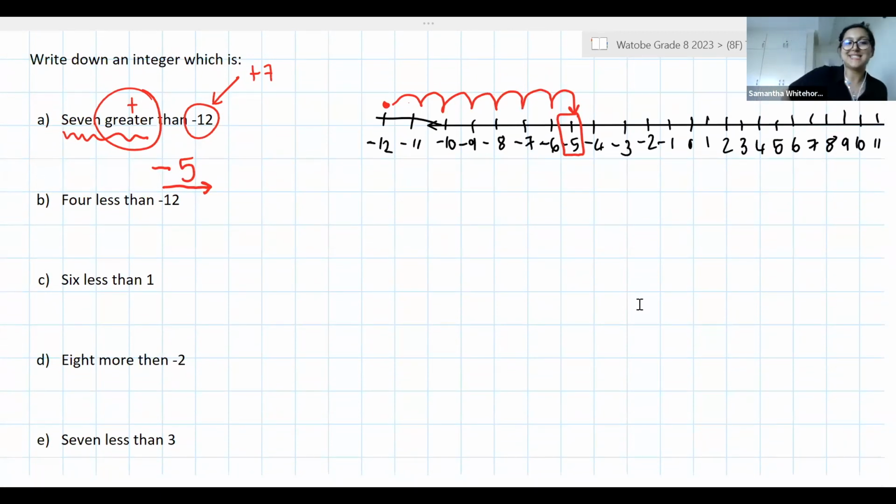I want you to read C very carefully. It's 6 less than 1. So just think about what that means. Use your number line.